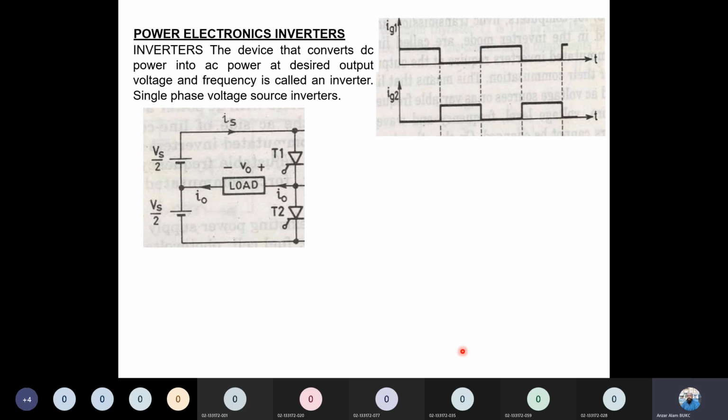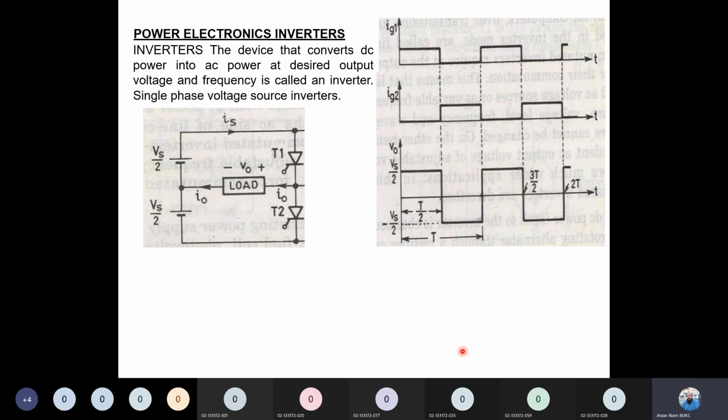So the target is what we have seen. Keep in mind that when we talk about the inverter, we must mention its three characteristics. Number one, its magnitude. Number two, its frequency. Number three, its shape. So always remember the frequency. We have to build such an inverter where the frequency can easily be changed. All these parameters must be controllable.